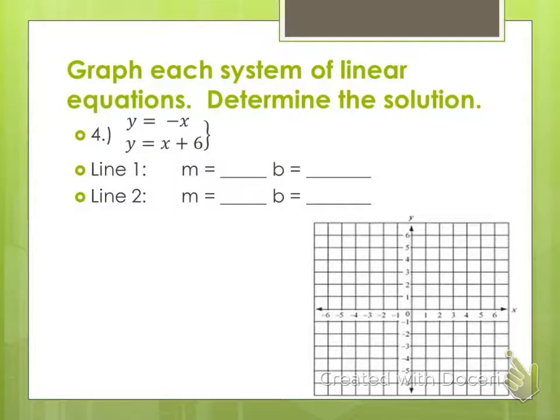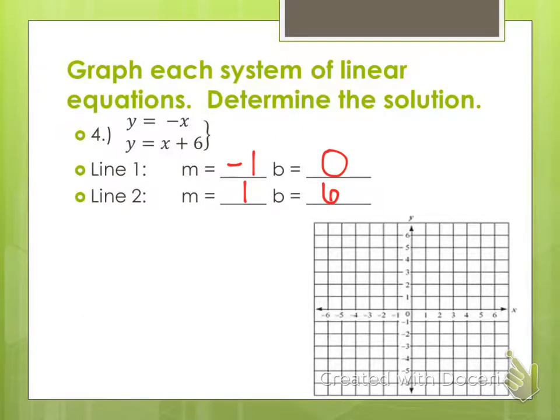So who can help me out identifying my M and B for line 1? Shannon? -1 and 0. And what about M and B for line 2, Ellie? 1 and 6. Okay, so the numbers here look similar to the last problem, but they are different lines. So graph both of the lines, see where they meet each other. If you want to graph in different colors, if that helps you keep them straight, you can. You do not have to.